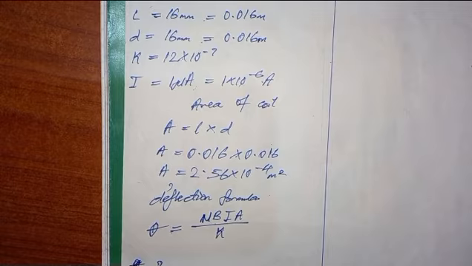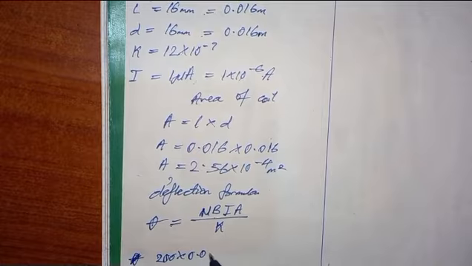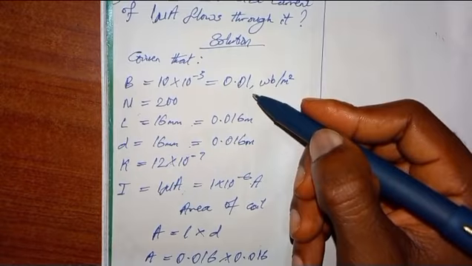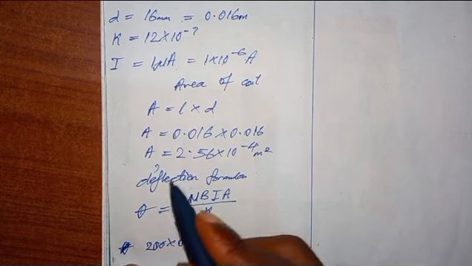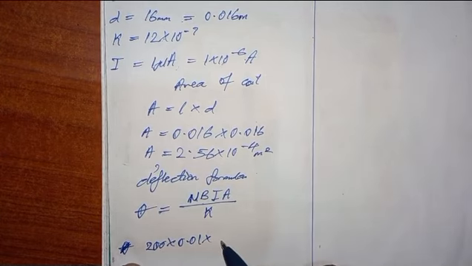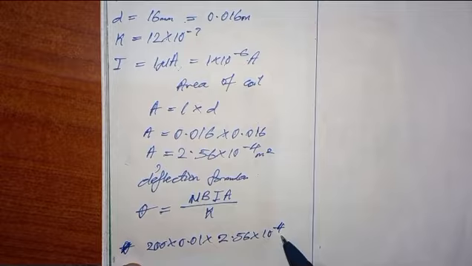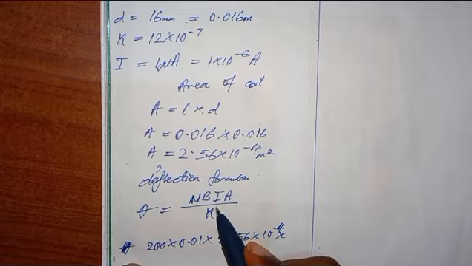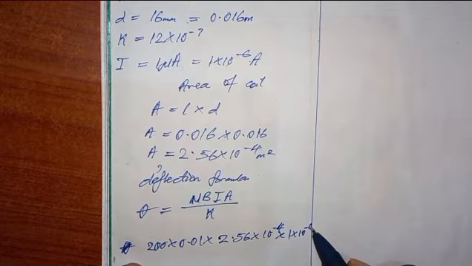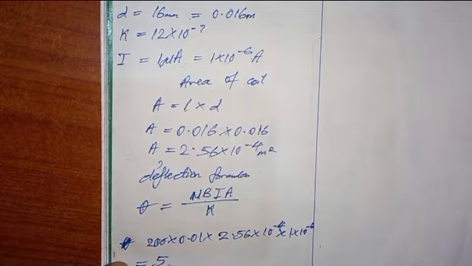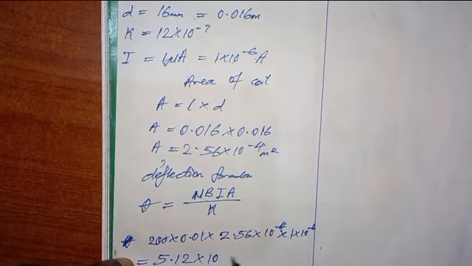200 times 0.01, number of turns times B. B is given here to be 0.01, number of turns times B times the area. Area is solved here to be 2.56 times 10 raised to power minus 4, and times what else? Current. Oh, I was supposed to bring current before area, but there's no problem there. Current 1 times 10 raised to power minus 6. So solving that, do your normal calculation. The numerator there will be 5.12 times 10 raised to power minus 10.